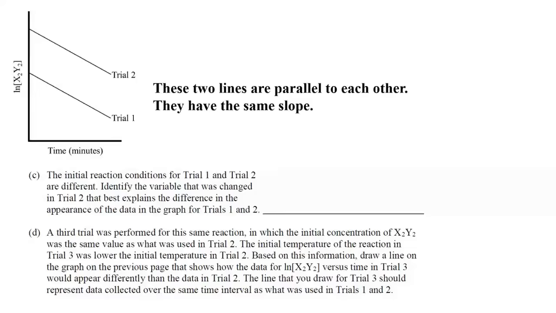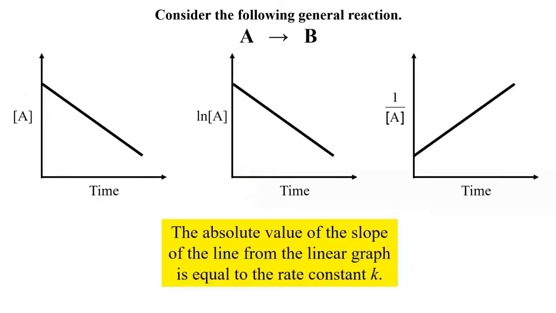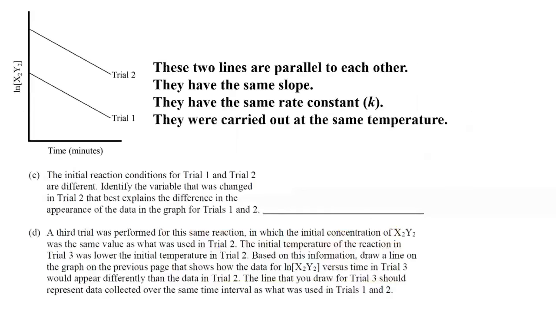If we look at these two straight lines, we notice that they are parallel to each other, so they have the same slope. When you plot a straight line to figure out the order with respect to this reactant, if the slope of that straight line is analyzed, it's going to equal the rate constant k. So for the slope of this line, if that's the rate constant k, and we have two lines with the same slope, that means that each of these trials has the same rate constant. Normally, the rate constant will change when you change the temperature.